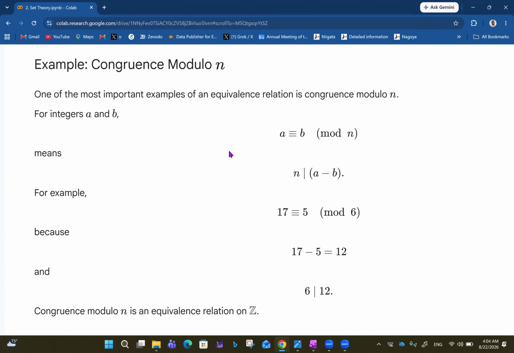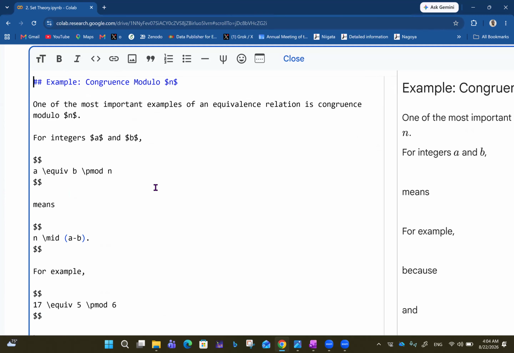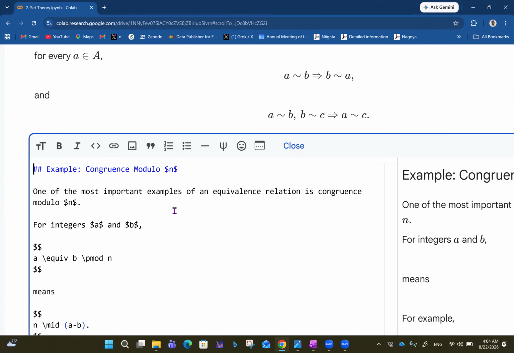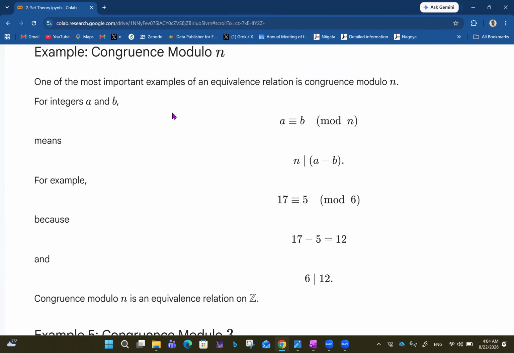So for integers A and B, A is congruent to B mod n. It means if you divide A by n, the remainder is B. So this means that n divides A minus B. For example, we have 17 congruent to 5 mod 6. That means when you divide 17 by 6, the remainder is 5, because 17 minus 5 is 12, and 6 divides 12. So congruence modulo n is an equivalence relation on Z.